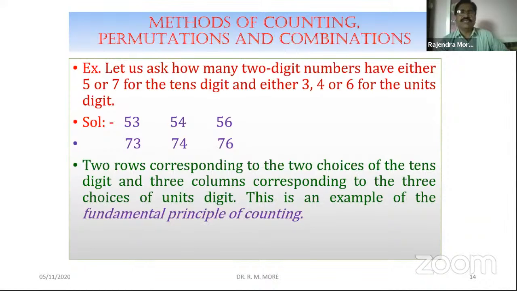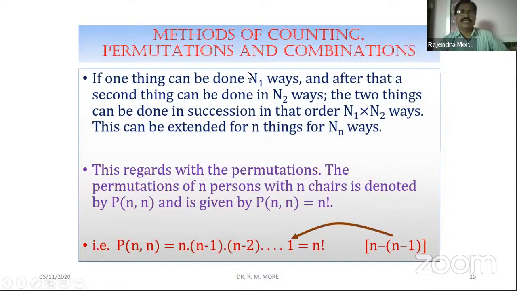So actually, this is the definition of the methods of counting. If one thing can be done in N1 ways, a certain experiment, and after that a second thing can be done in N2 ways, then the two things can be done in succession, in that order, in N1 multiplied by N2 ways. This extends to n things. Got it?